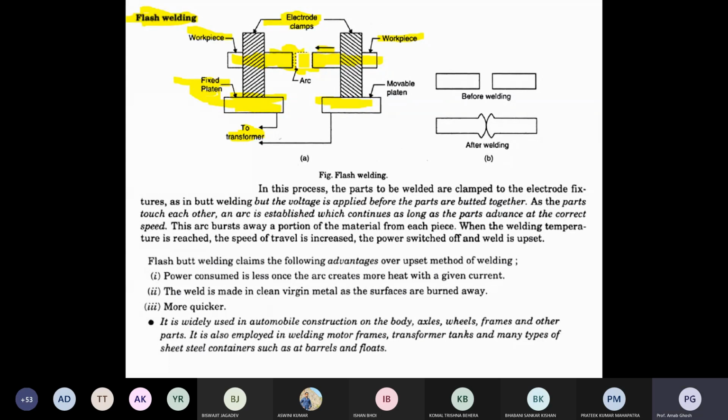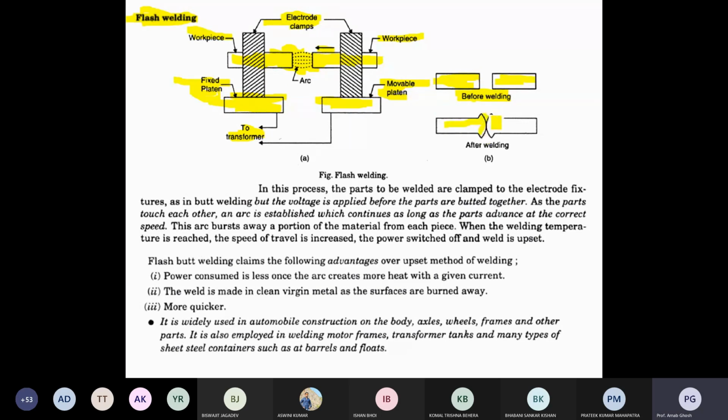Here you see the diagram of how it looks before welding. Both workpieces are there. One is a fixed work plane, clamped, and the other one is movable. After the welding, you can see it will be joined like this.